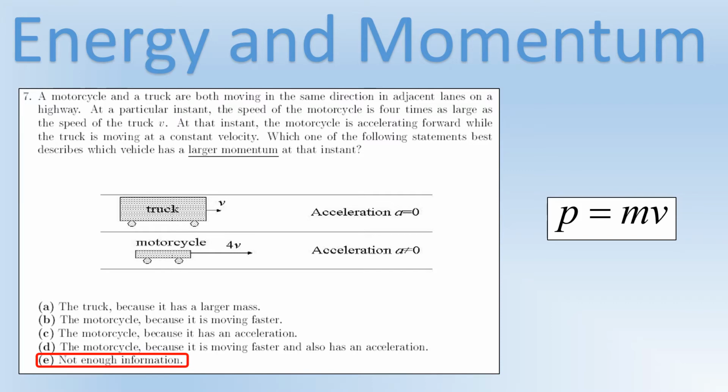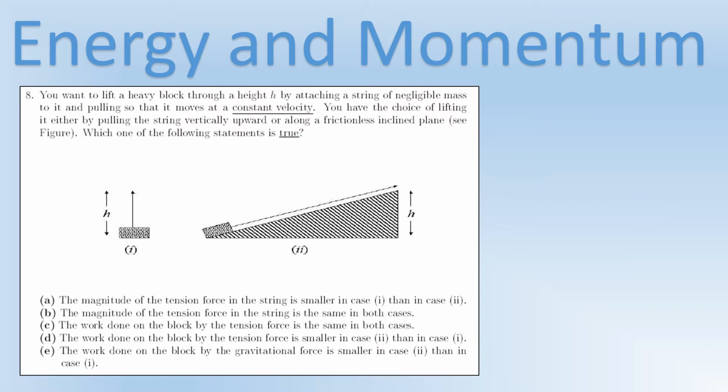Simple as that. Okay. So you want to lift a heavy block through a height h by attaching a string of negligible mass and pulling it at constant velocity. You have a choice of lifting it by pulling the string vertically or lifting it up a frictionless inclined plane. Which of these statements is true? So again, pause it, select your answer, then we'll take a look.